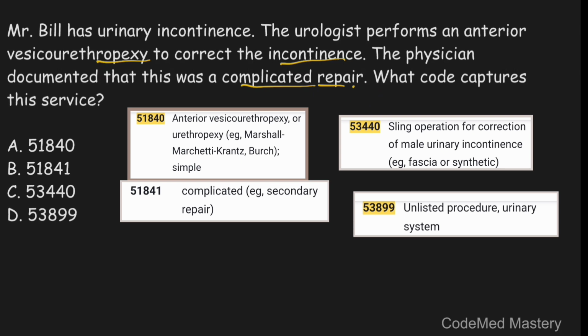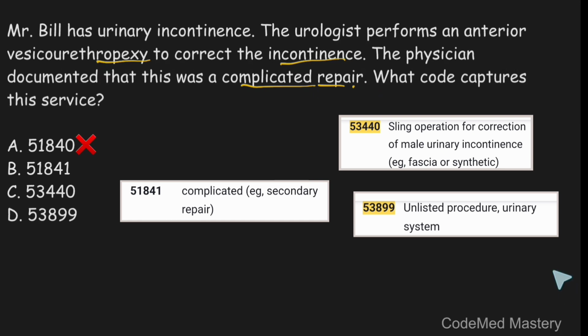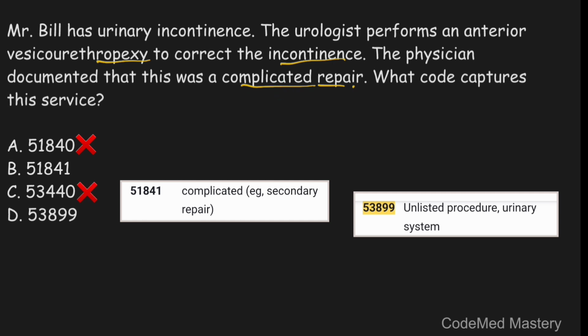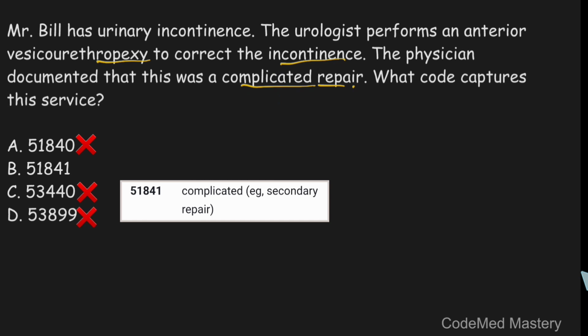Okay, we'll eliminate option A because that is for simple procedure. But in the question they have mentioned complicated. So eliminate option A, and option C will be eliminated because that is for sling operation for correction of male urinary incontinence. That is not mentioned in the question, that is wrong. And option D is unlisted procedure. But we already have a code for anterior vesico-urethropexy, that is 51841 for complicated. Therefore, the right answer is option B.